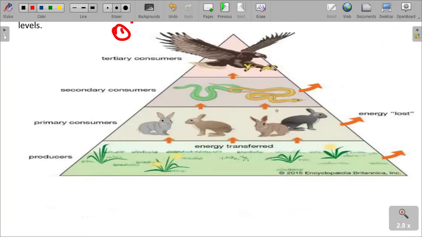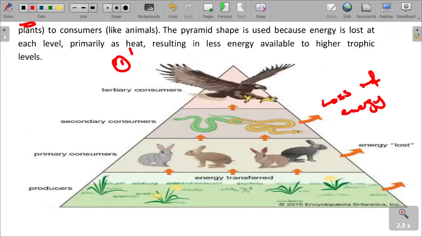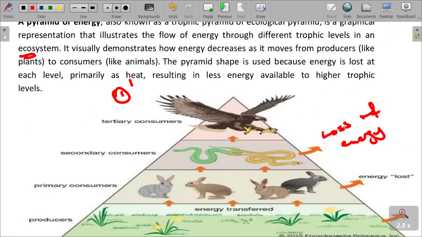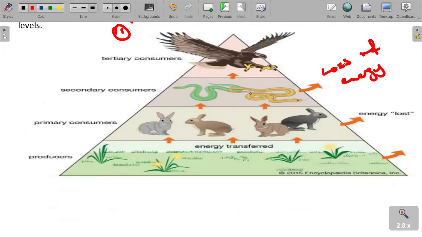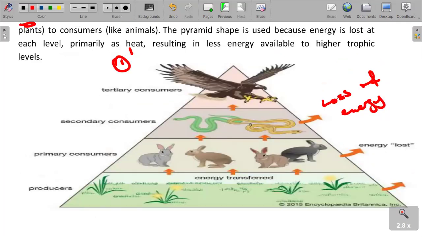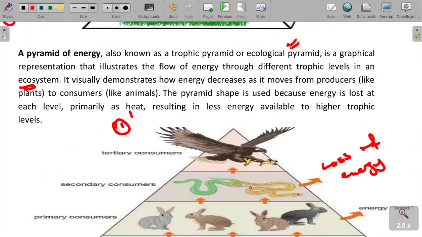As you can see, there is loss of energy at every level. So it depicts that loss of energy at every trophic level, representing the decrease in that energy. Therefore the shape is used because it shows a decrease in energy from the base, from the producers, going up. These are shown by a pyramid of energy.